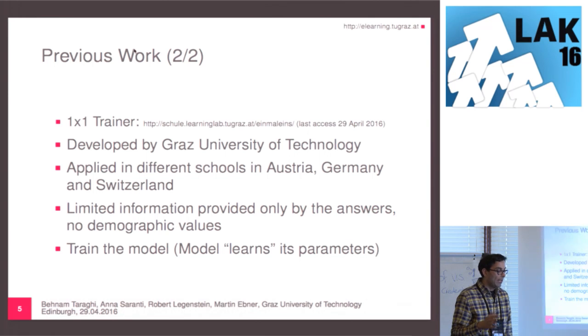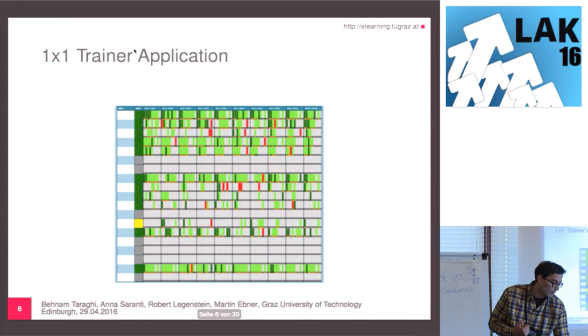And we don't have any demographic information about the users, about the age or gender, whatever. The only thing that we have from this application is the answers of the students to posed questions. So we have limited information. And we trained a model based on the data set from this application.